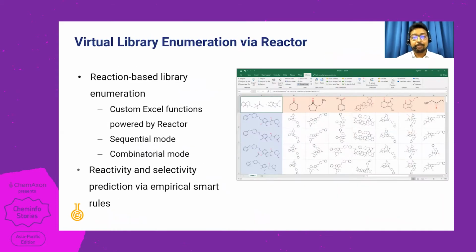We also have Reactor embedded in JChem for Excel. Reactor basically provides a reaction-based virtual library enumeration. It is a bit better than the clipping-based Markush enumeration because over here you have a lot of chemistry involved. There are multiple modes in which you can do this enumeration. The basic modes are sequential mode and combinatorial mode. You can use either of them.